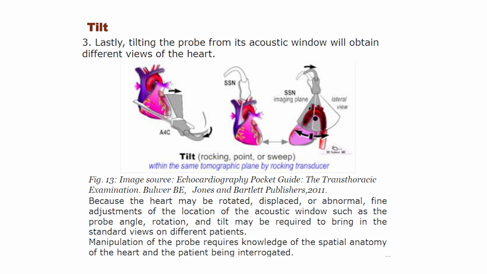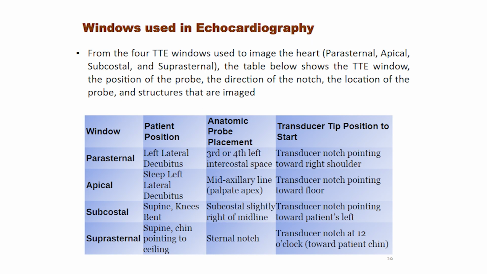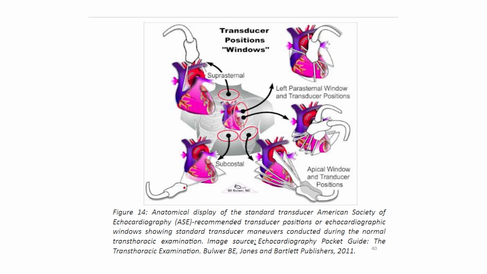In the last, coming to windows used in echocardiography. Four TTE windows are used to image the heart: parasternal, apical, subcostal and suprasternal. The table below shows the TTE window, the position of the probe, the direction of the notch, the location of the probe and structures that are imaged. Figure 14 shows the anatomical display of the standard transducer. American Society of Echocardiography recommended transducer positions are echocardiographic windows showing standard transducer maneuvers conducted during the normal transthoracic examination.